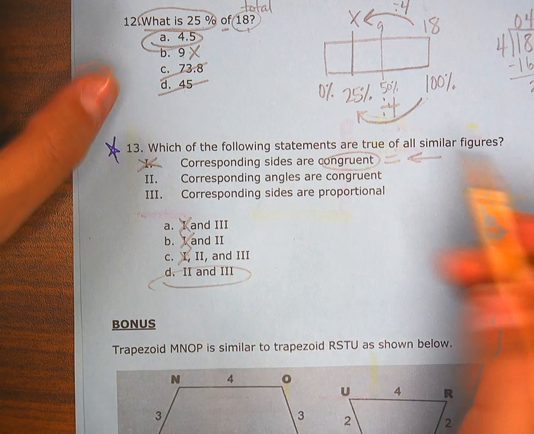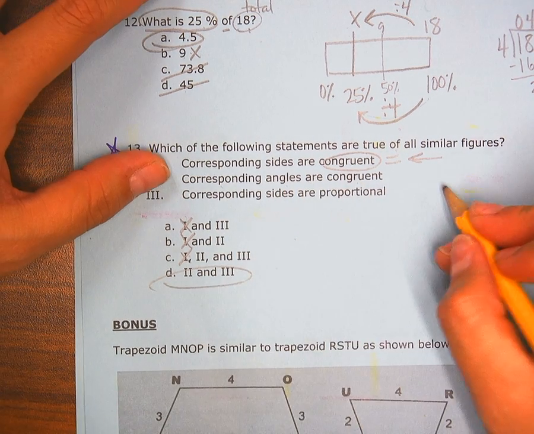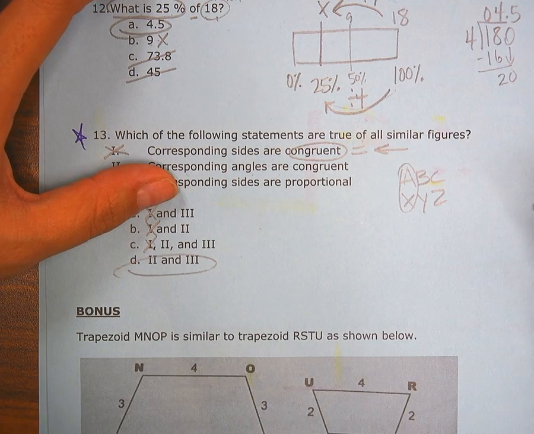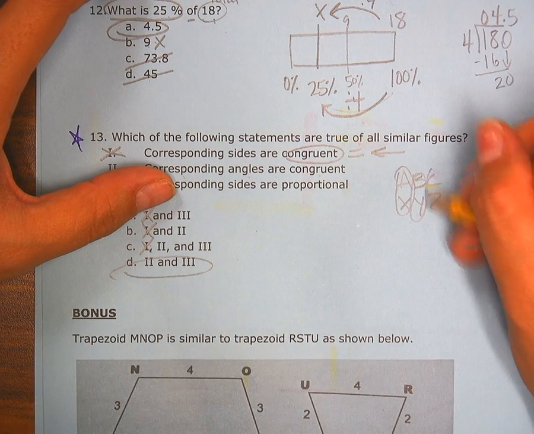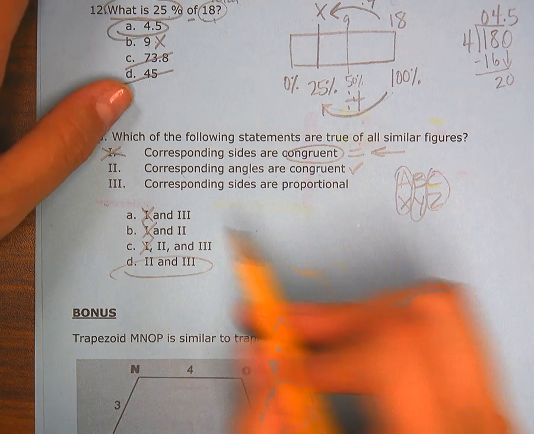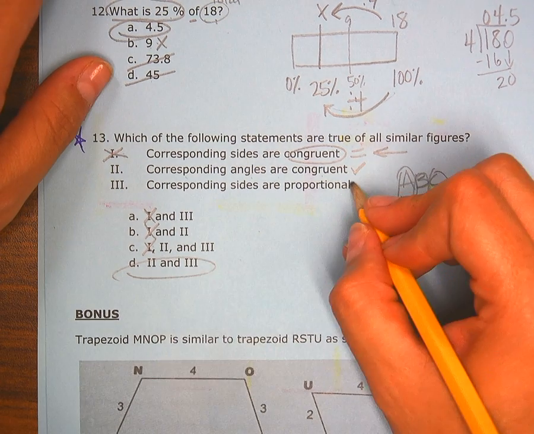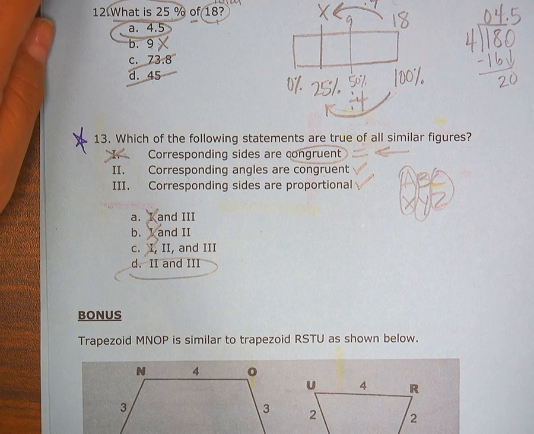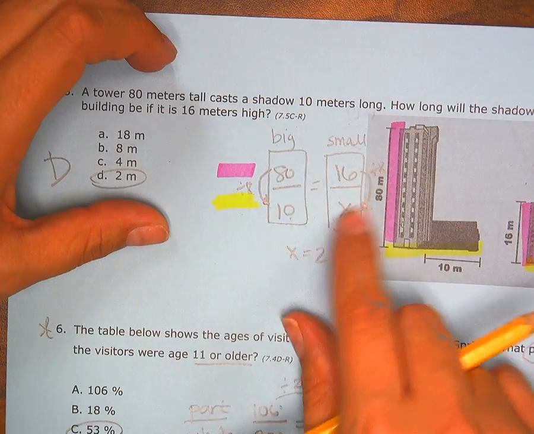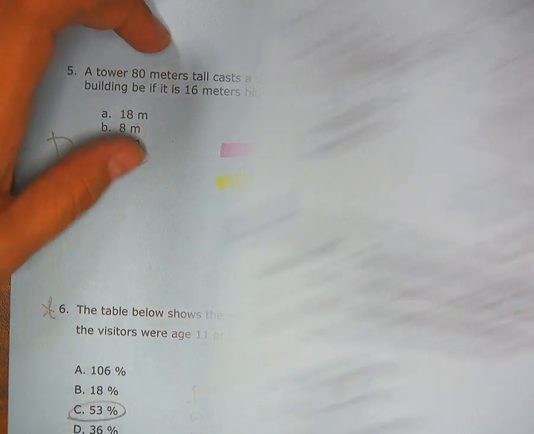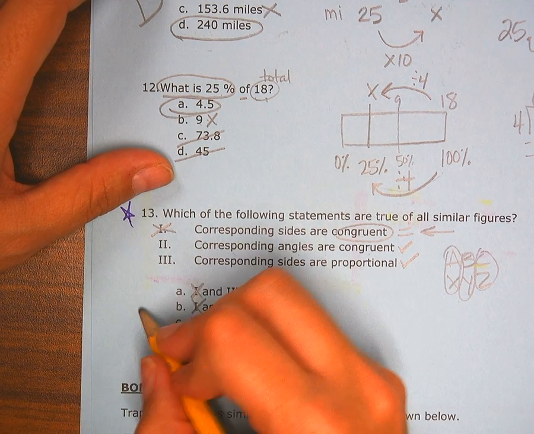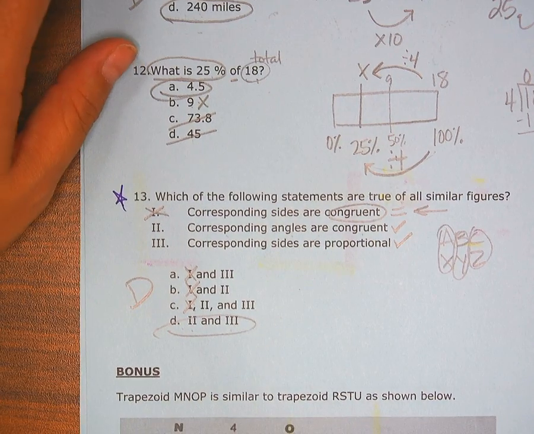I'm going to continue just because corresponding angles are congruent. We know that because when we line up, we've talked about these are exactly the same measure. These are exactly the same measure, and these are exactly the same measure. So that is a true statement. And then it says corresponding sides are proportional. That is a true statement. Why? Because we've been building proportions anytime we have a similar figure. And that's the only way that we can solve if they really are similar. So answer 2 and 3, which is letter D, is the only true answer.